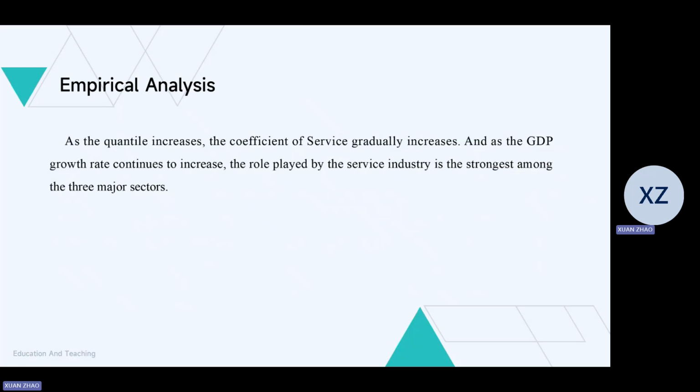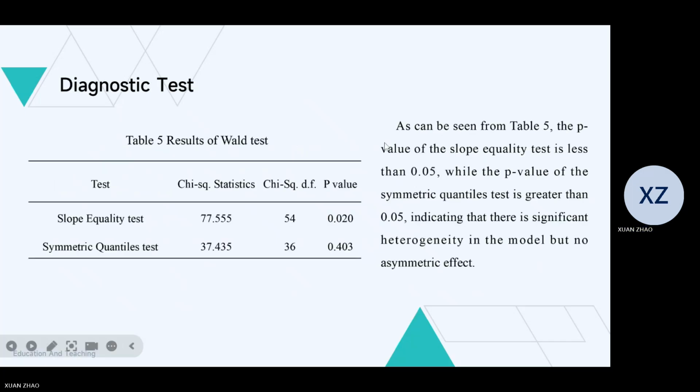As the quantile increases, the coefficient of service gradually increases, and as the GDP growth rate continues to increase, the role played by the service industry is the strongest among the three major sectors. And then we do the diagnostic test.